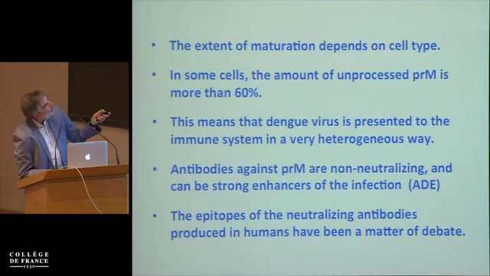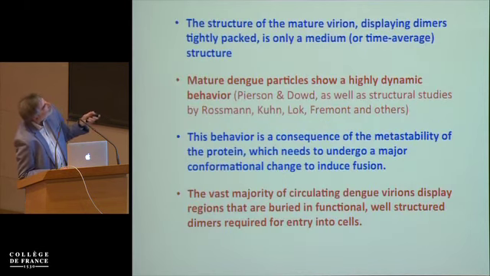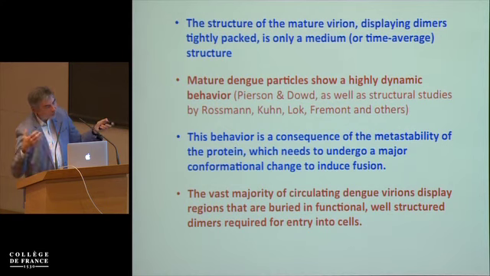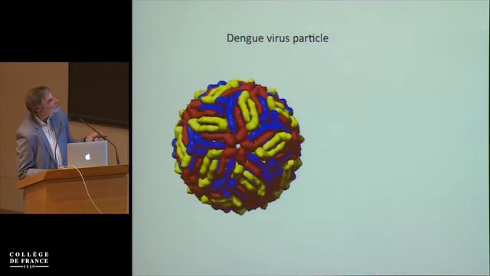This maturation extent depends on cell type. I think I said that, so I will hurry up. The point is that the structure of the mature virion displaying dimers that are tightly packed is only a time-averaged structure. Mature dengue particles show a highly dynamic behavior. Many people have shown that, and it has to do with the metastability of the protein. And the vast majority of circulating dengue virions display regions that are buried in functional, well-structured dimers required for entry into cells. So this is what the virus particles that I just showed you look like.